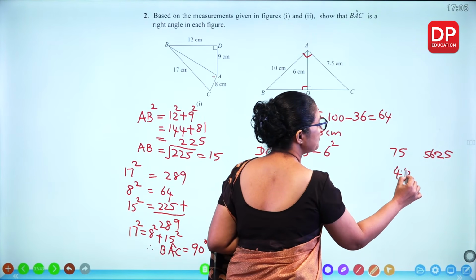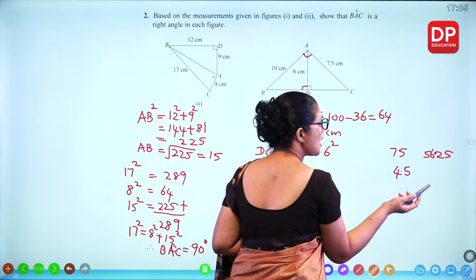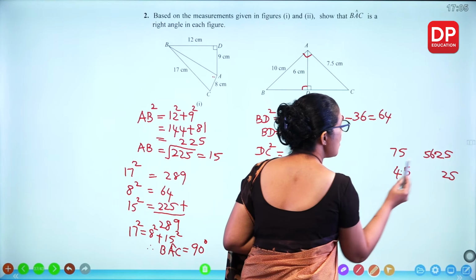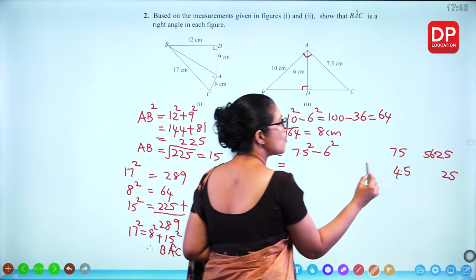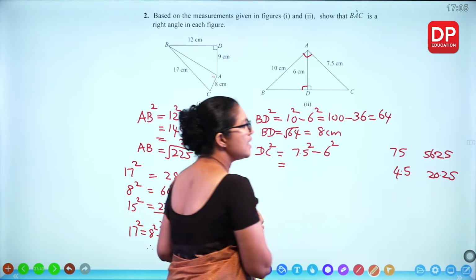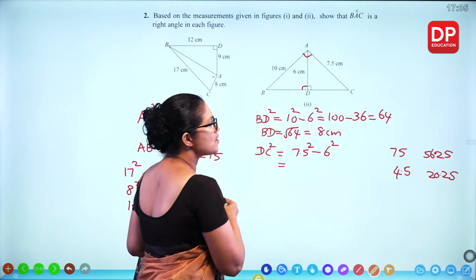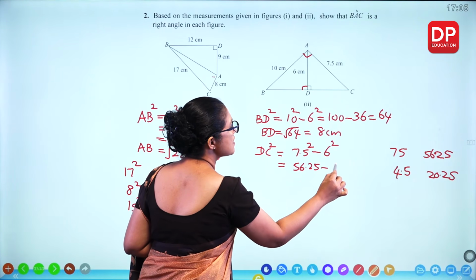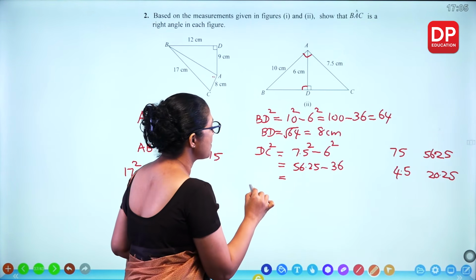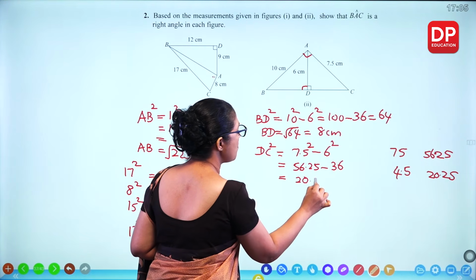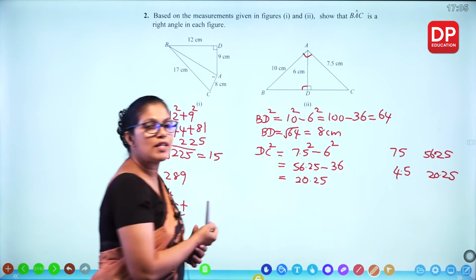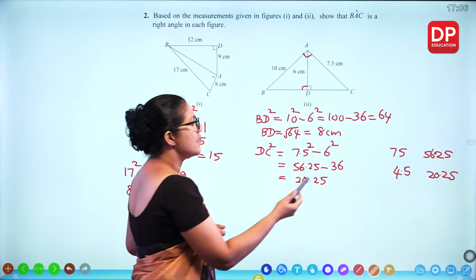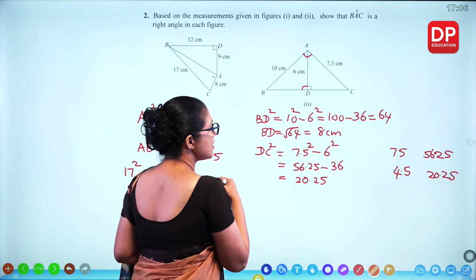If it's 4.5 squared, what do you do? 45 times 45 and then put 2 decimal places. 5 times 5, 25. 4 with the next number, 4 times 5, 20. So 20, 25. So 7.5 squared is 56.25. 6 times 6 is 36. When you subtract 36, what you get? 20.25. What's the square root of 20.25? It's 4.5.